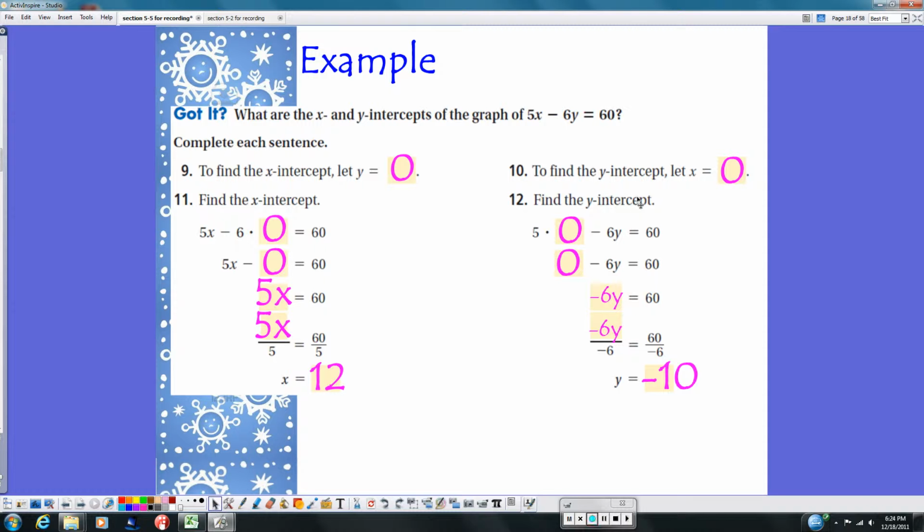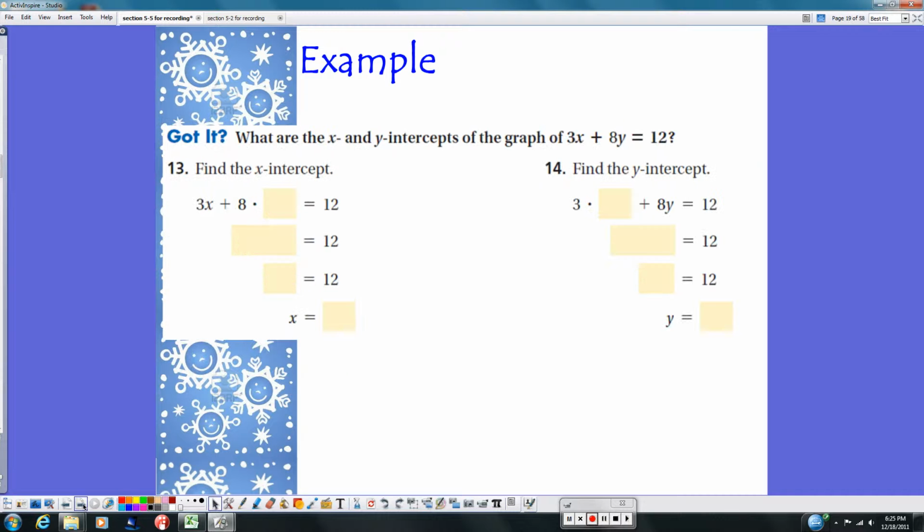To find the y-intercept, we're going to put a 0 in for x. So 5 times 0 minus 6y equals 60. 0 minus 6y equals 60 is negative 6y equals 60. Divide both sides by negative 6, and y is going to equal negative 10.